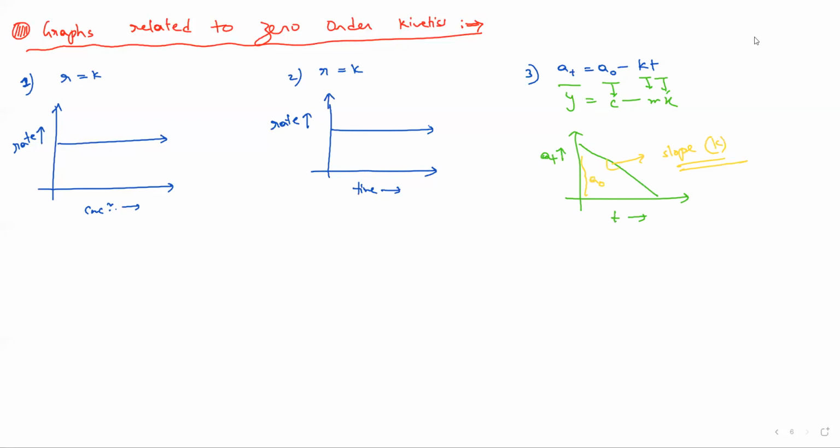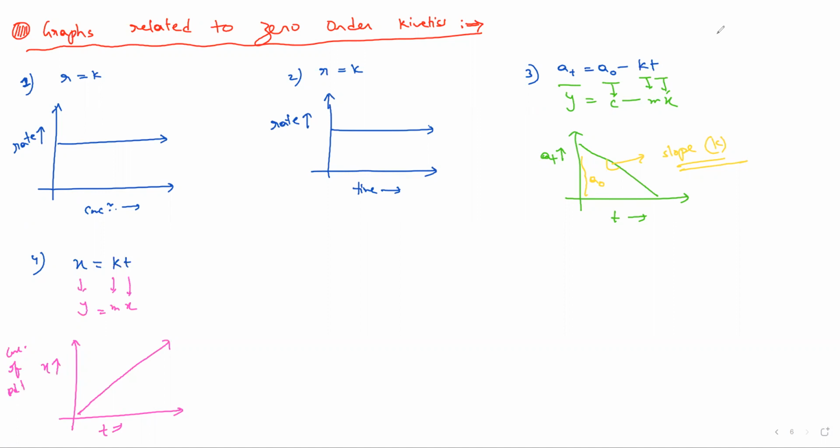Next, the fourth one: x equals Kt. The graph is y equals mx. Here x versus t. What is x? Concentration of product. Okay, slope.